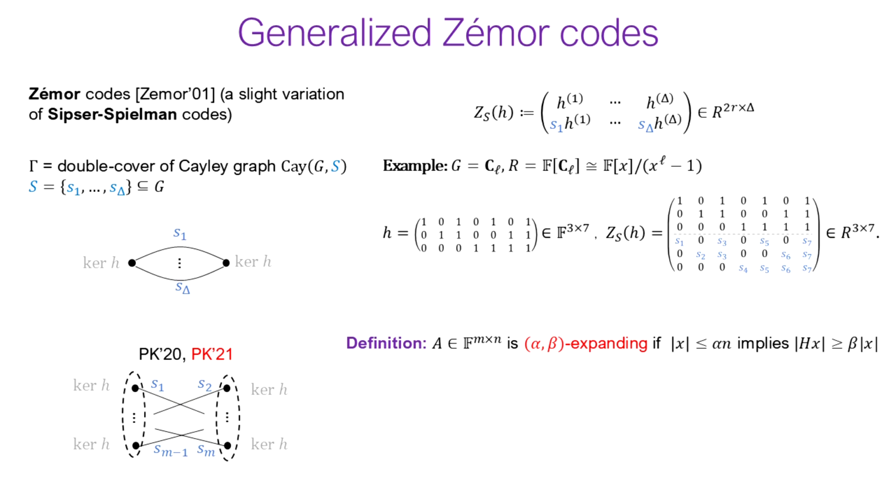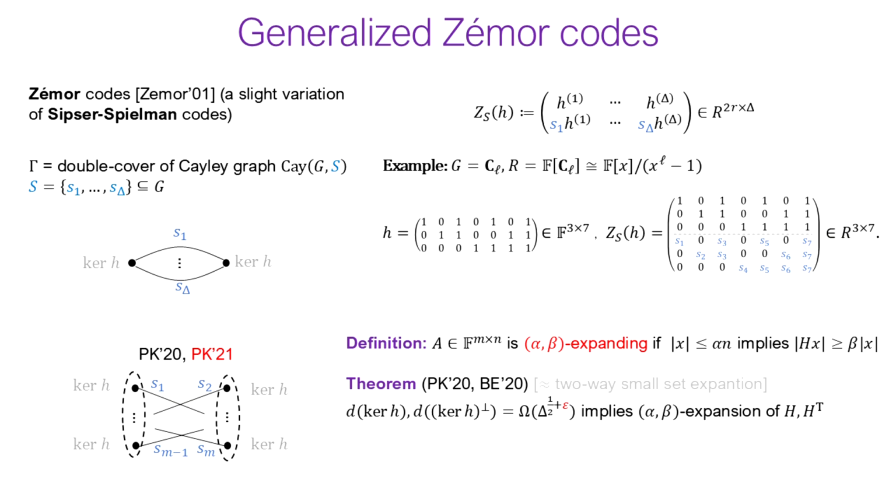So what is important, what we showed in our paper: to introduce it, first I need to introduce this concept that we called alpha-beta expanding. It's a very simple concept: if you apply a parity check matrix to a vector that has sufficiently small Hamming weight, then you always get a syndrome whose weight grows at least as beta times the weight of this vector.